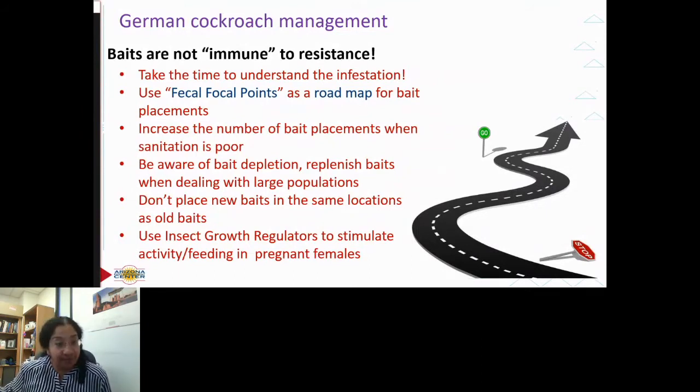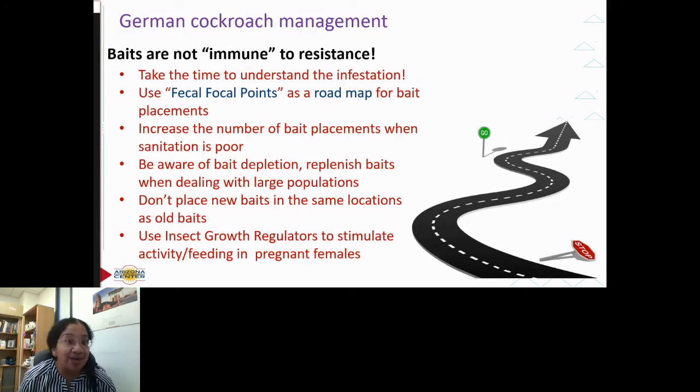So even though baits are very, very effective, it's good to take some time to understand the situation. You can use sticky monitoring traps to monitor where those aggregations of cockroaches are located. That's very useful. And cockroaches have favorite spots to hang out, and we know this, right? They like warmth and humidity. They like food sources that they can access easily. They like quiet, dark places. So we can use all of that information to understand the infestation that we have.